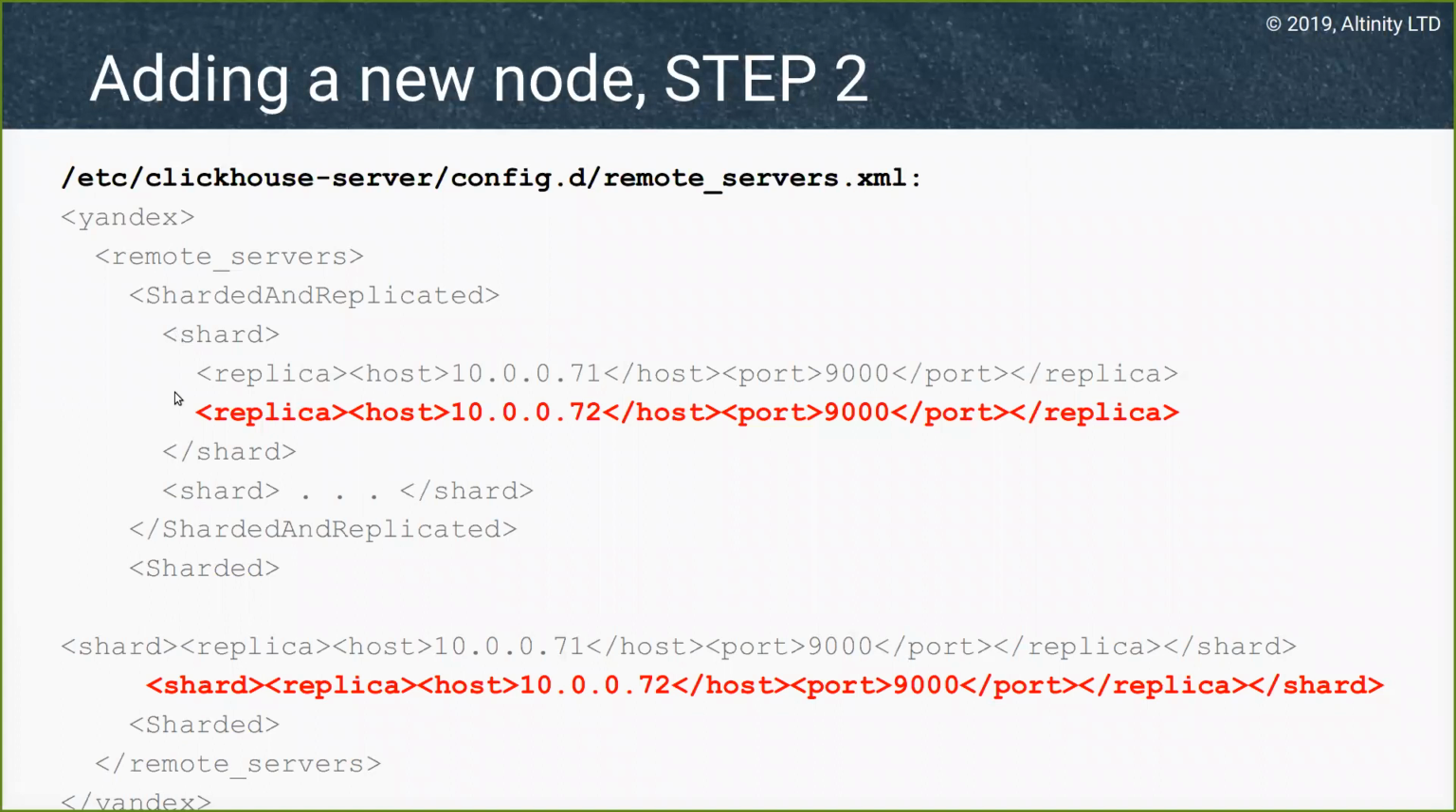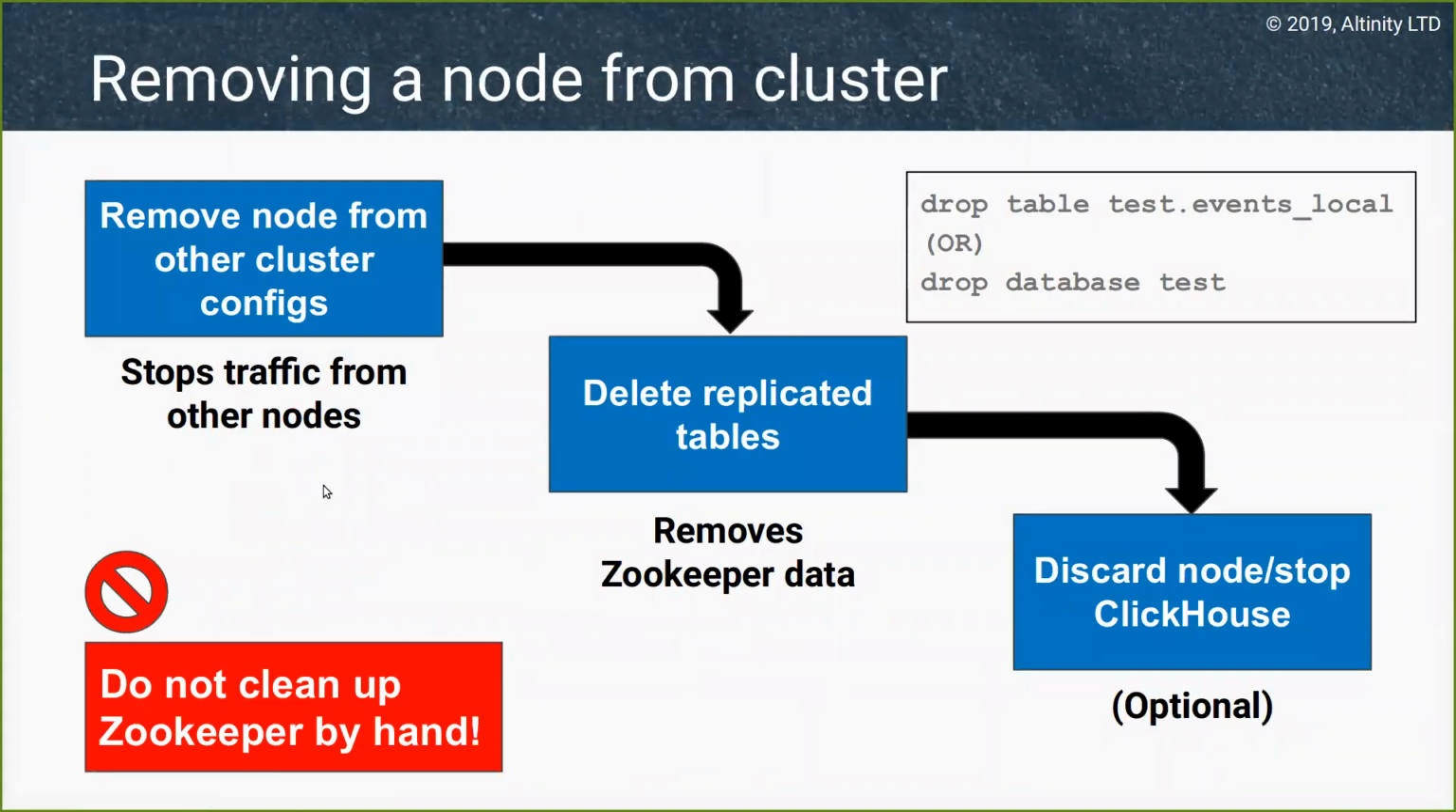Similarly, if we want to remove a node from the cluster, if you want to do it peacefully, you basically are going to just reverse this procedure. So you'll remove the node from the other cluster configurations. That's going to stop traffic from coming to it. And then once the traffic is stopped, you can do things like check for merges. We can show an example, but basically once the node is quiesced, you just go ahead and typically delete the replicated tables. That's going to remove the Zookeeper data.